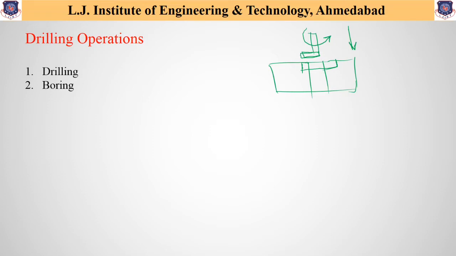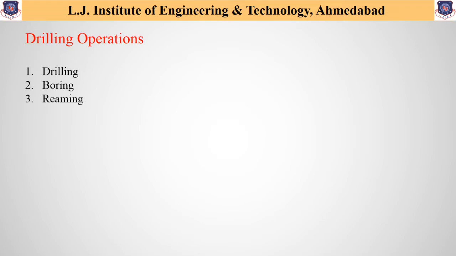Now the third operation is the reaming operation. As we discussed in our first lecture of this chapter 3, in the drilling operation the hole obtained is not of accurate shape and size. That's why the drilling operation is also called the roughing operation. Now after obtaining that drilled hole, to get an accurate shape and size of hole, this reaming operation is used.